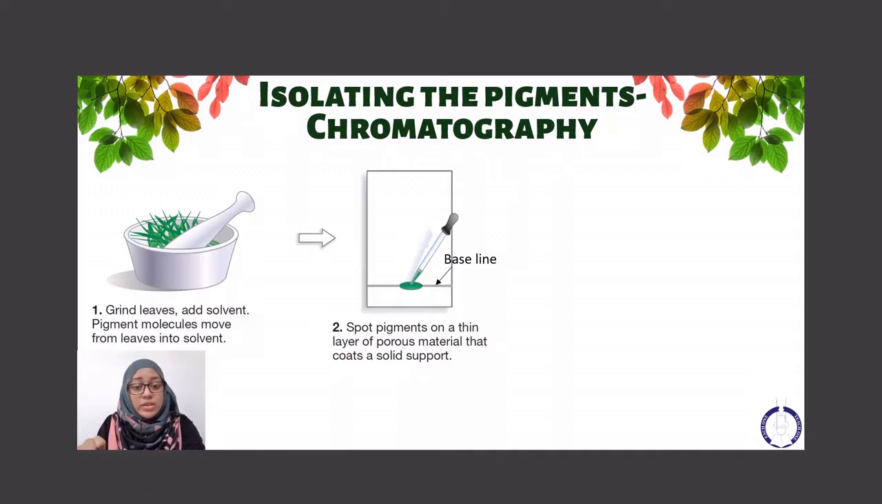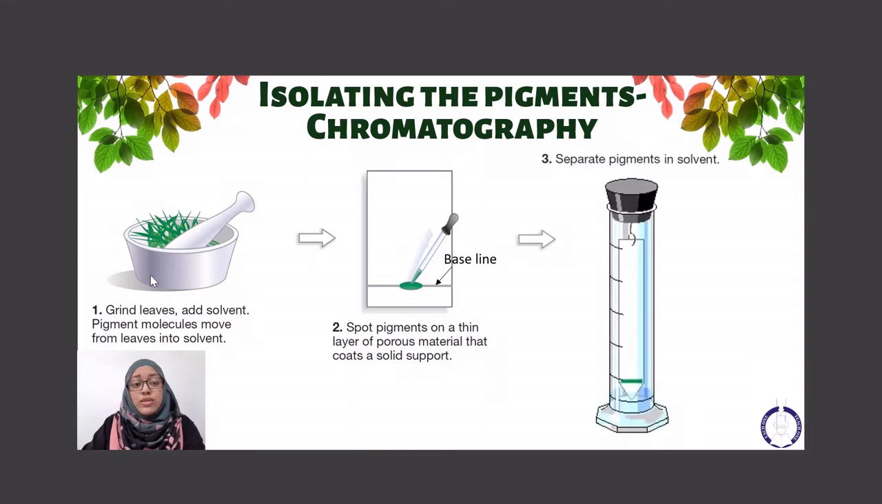And then what you're going to do is transfer this, dip it into the solvent that you used to make the solution in the first place, and you have to make sure that the pigmented line, the spot that you had, is not touching the base solvent here, but the paper still does.